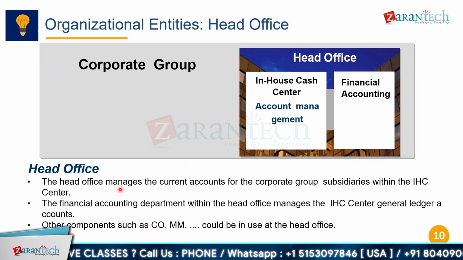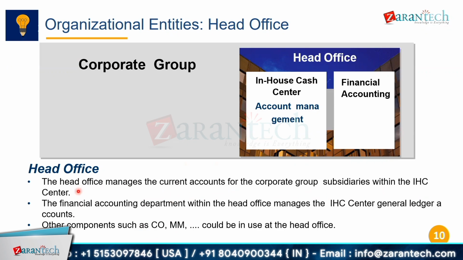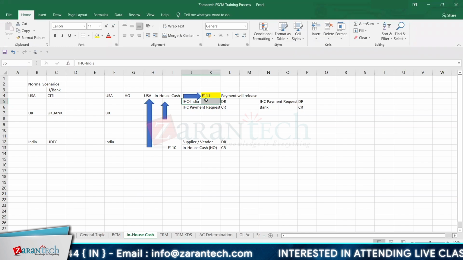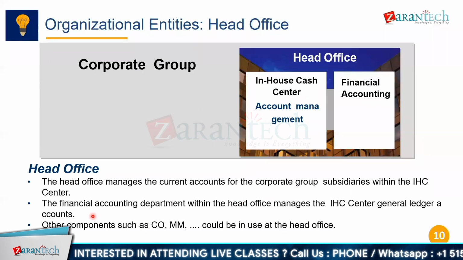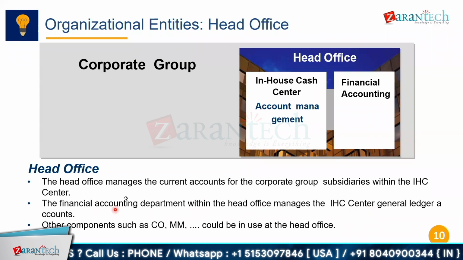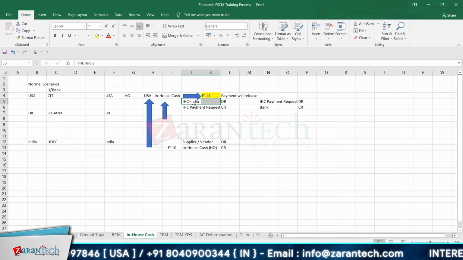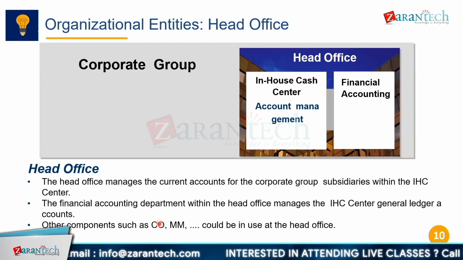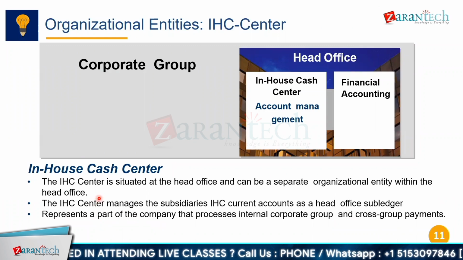You can see the head office manages the current account for the corporate group subsidiary within the ISC center. As I mentioned, they will manage all these accounts. Head office will have the account for all the subsidiaries. And then the financial department within the head office manages the ISC center general ledger account. So whenever they make a payment, the payment will flow through this account. Through this account, they will monitor all the transaction movement.